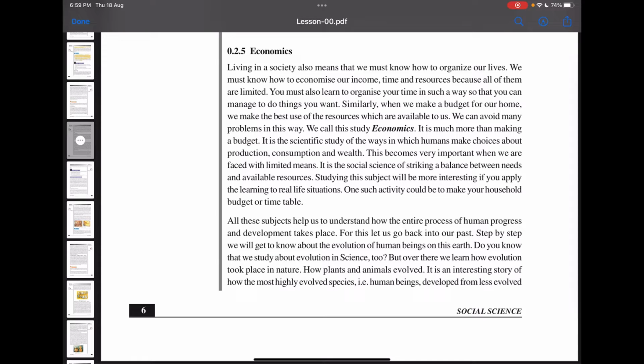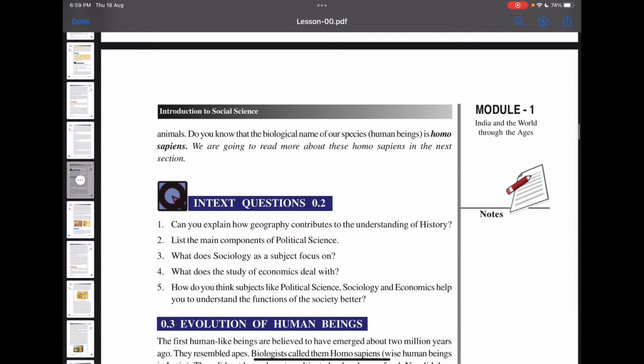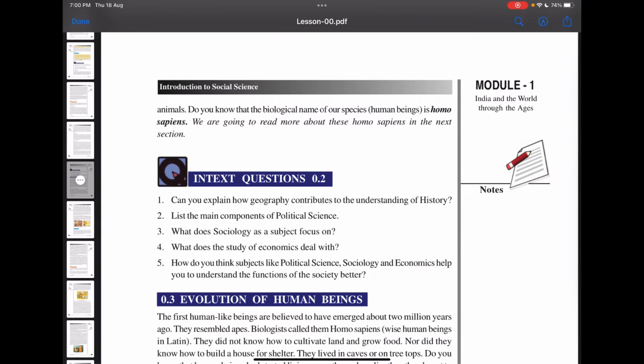For this, let us go back into our past. Step by step, we will get to know about the evolution of human beings on this earth. Do you know that we study about evolution in science too? But over there, we learn how evolution took place in nature, how plants and animals evolved. It is an interesting story of how the most highly evolved species, human beings, developed from less evolved animals. Do you know that the biological name of our species, human beings, is Homo sapiens? We are going to read more about these Homo sapiens in the next section.